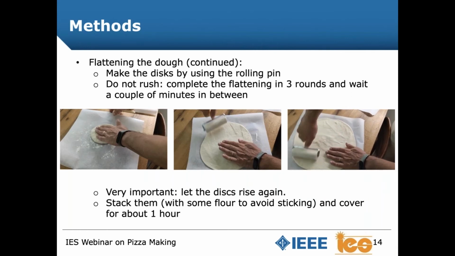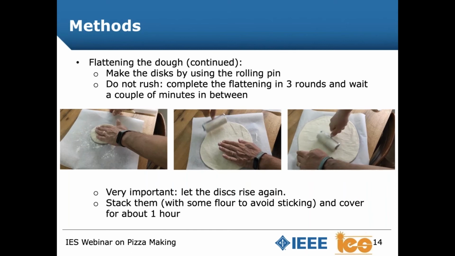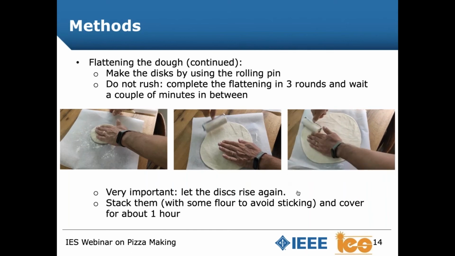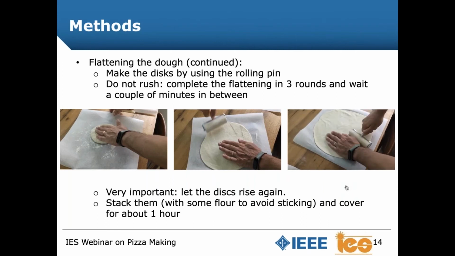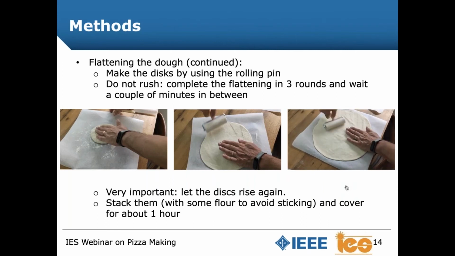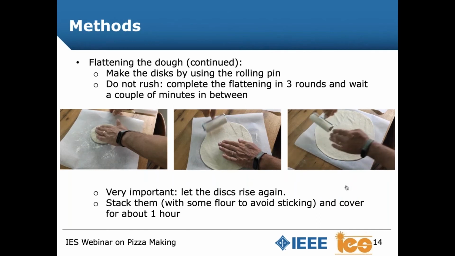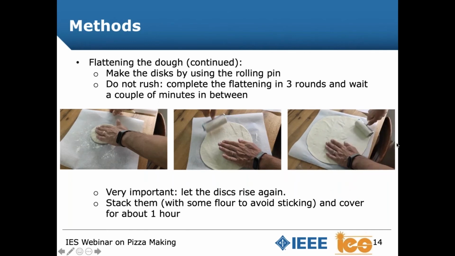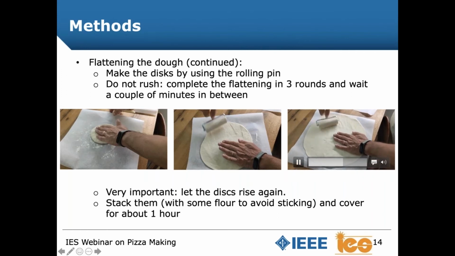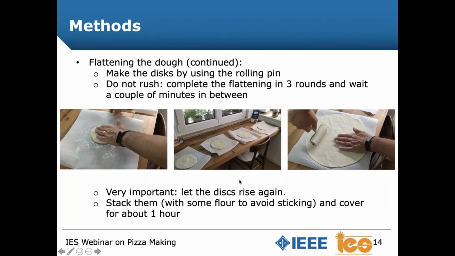You see, the ability is to make a flat disk. Then the very important thing is that you have to wait a few minutes between one flattening and the next one. Then when you flatten all the discs, you put some flour on the discs and you stack all the discs one over the other for about 1 hour.